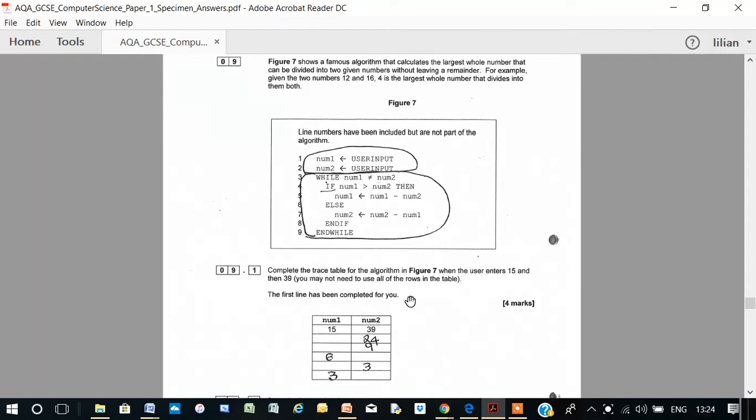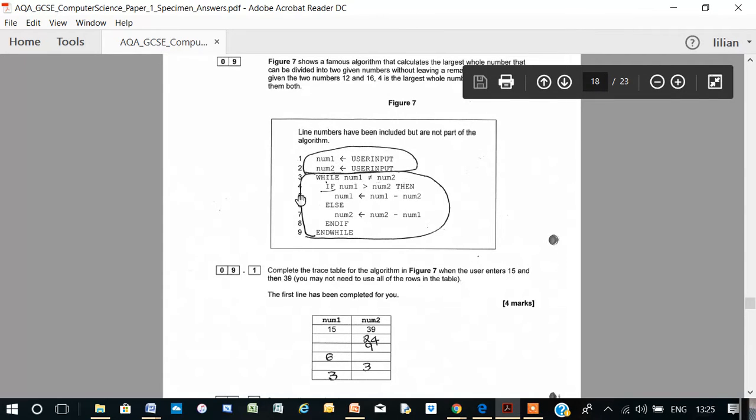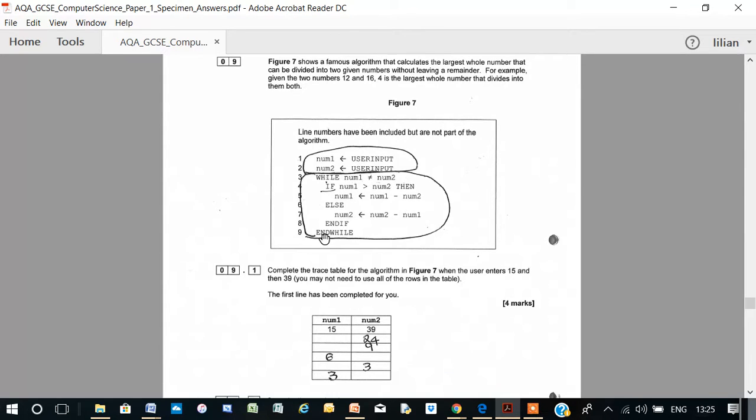Okay, let's have a look at this question 9, specimen 1. It's a famous algorithm that calculates the largest whole number that can be divided into two given numbers without leaving a remainder. For example, given the two numbers 12 and 16, 4 is the largest whole number that divides into them both. It's given you some pseudocode here. It's given you the line numbers. So there are nine lines for this pseudocode.